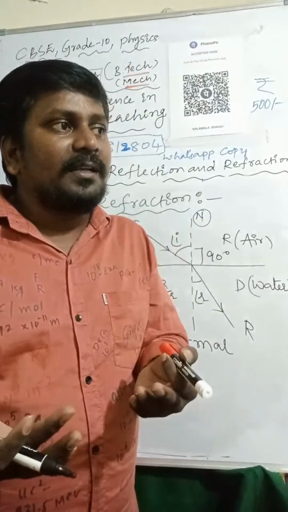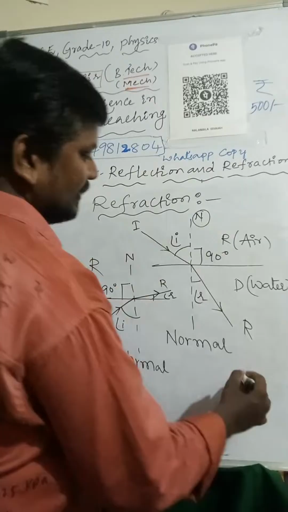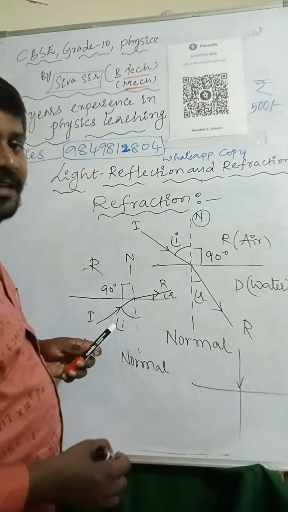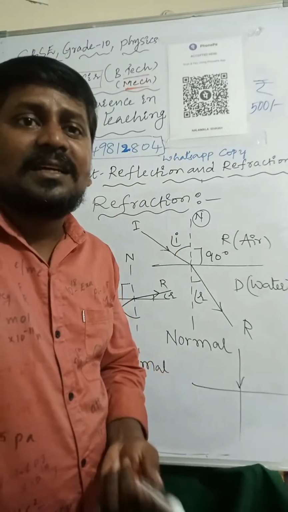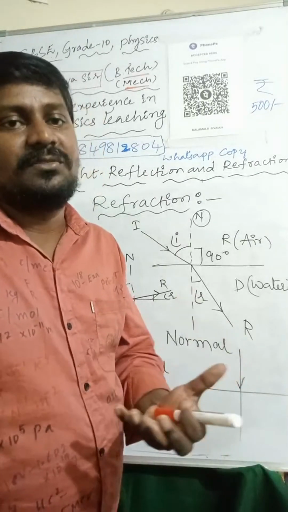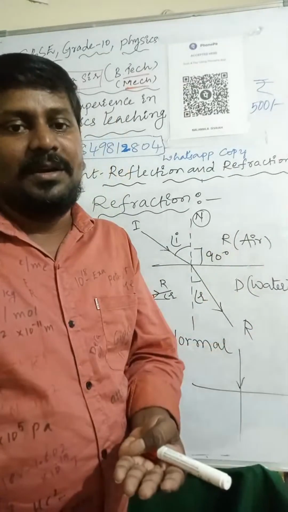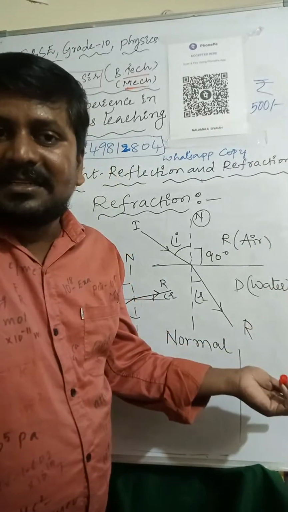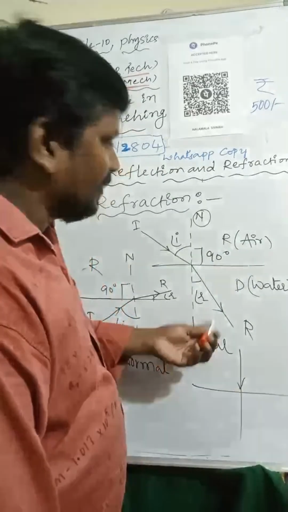And one more point is, if the light ray passes along the normal line, no refraction takes place. It moves like that only. So what is refraction? Refraction is nothing but changing the direction of the light ray when it is moving from one medium to another medium, right? Here it's not changing, so there is no refraction. So that is about refraction of light.